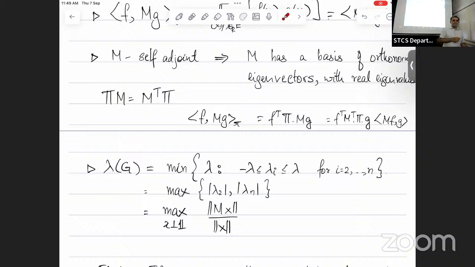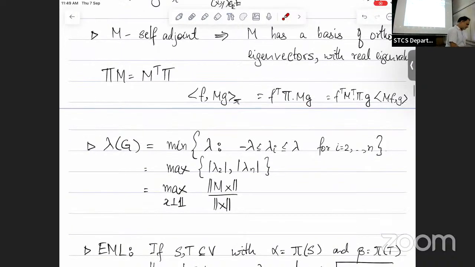When lambda n is minus 1, it means that it's a very bad expander. So from this result, we will get that. Okay, hold that thought. At the end, we are going to look at when lambda n will be minus 1. But basically, this is what this lambda refers to.